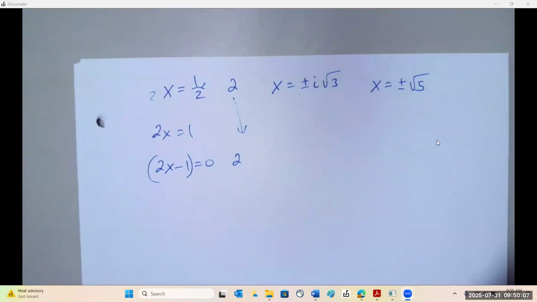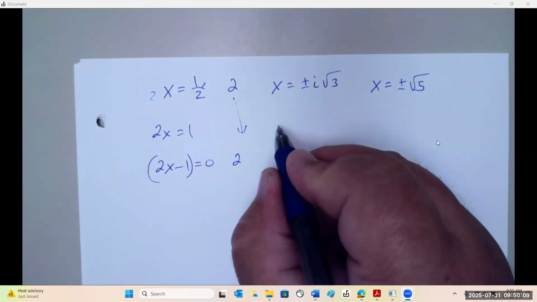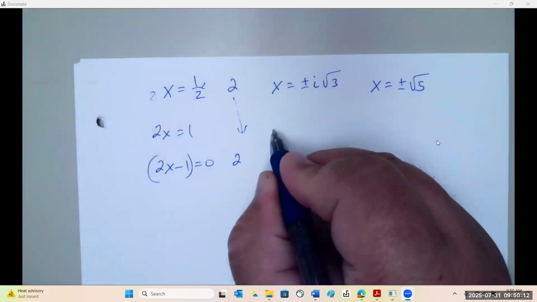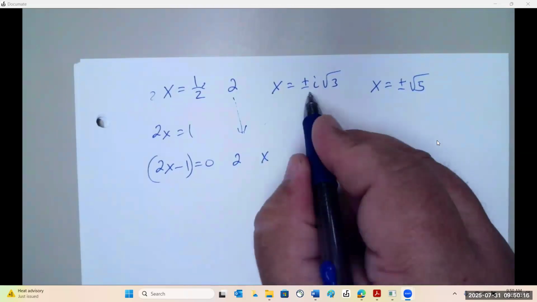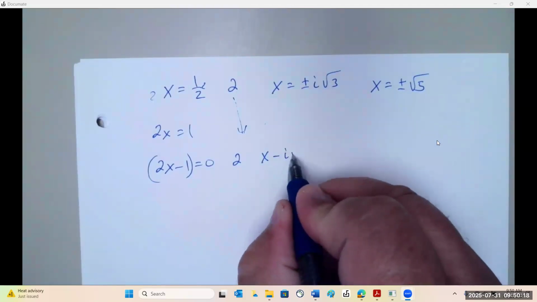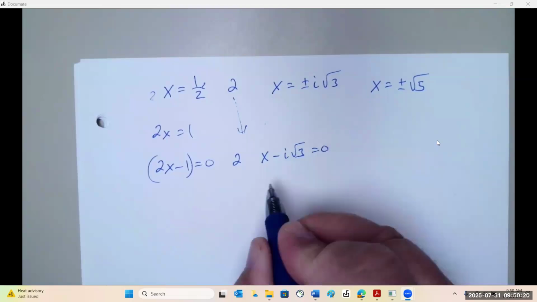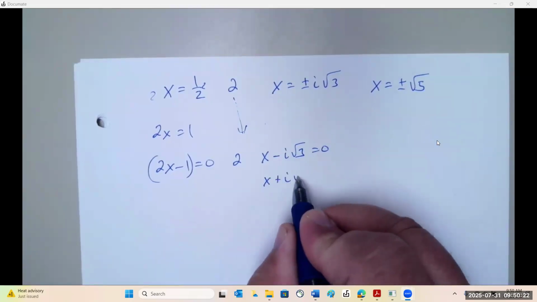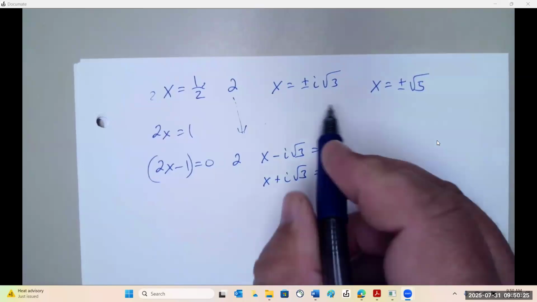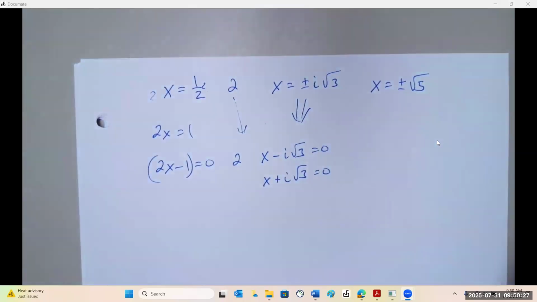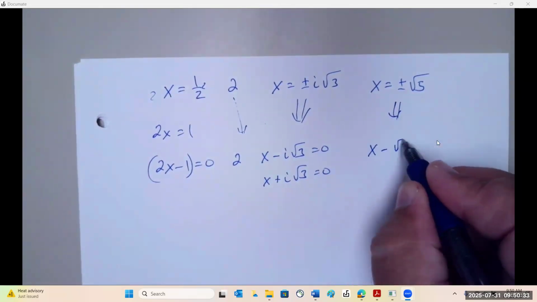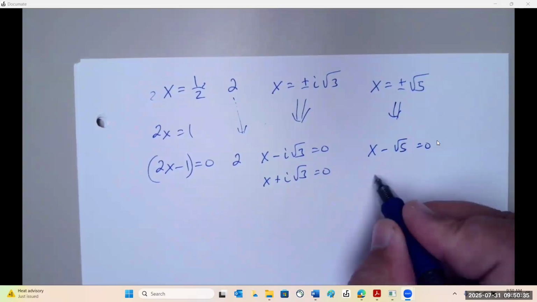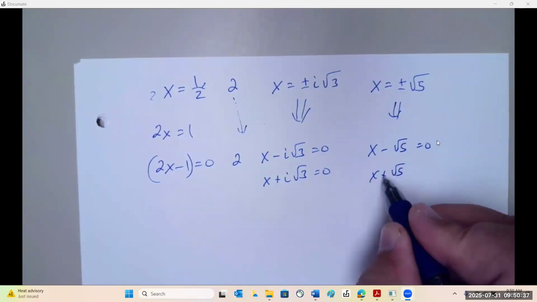The 2 will go out in front. x minus i radical 3 equals 0, and x plus i radical 3 equals 0. That's what that one comes into, because one's negative, one's positive. Same thing with this one: x minus radical 5, x plus radical 5.